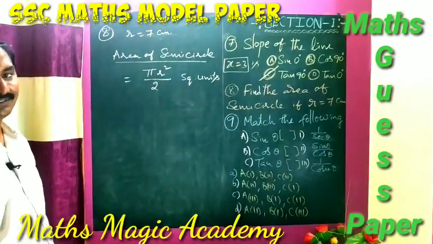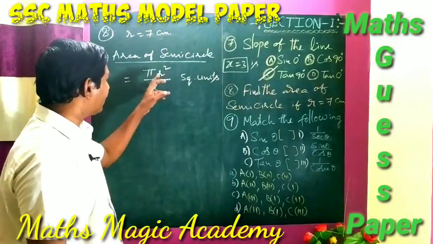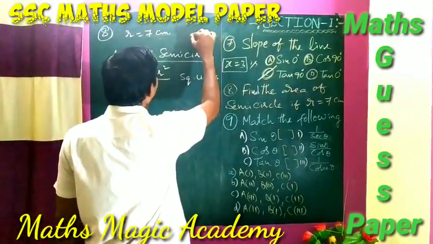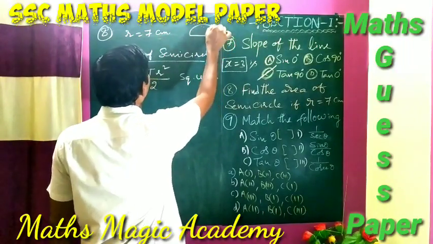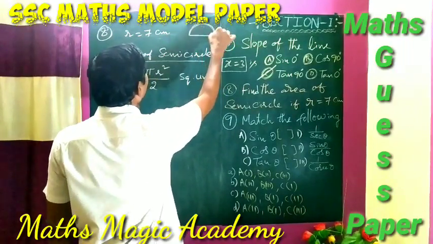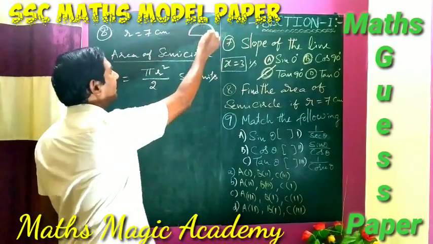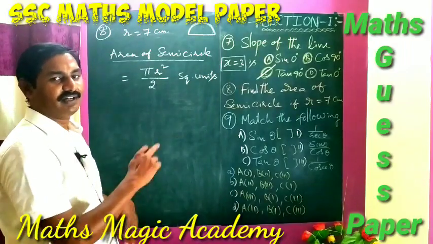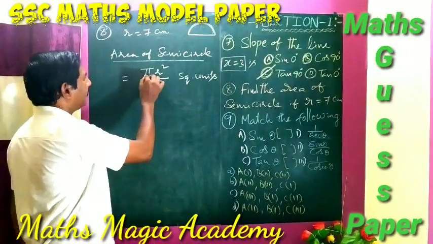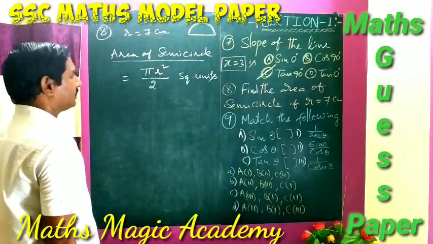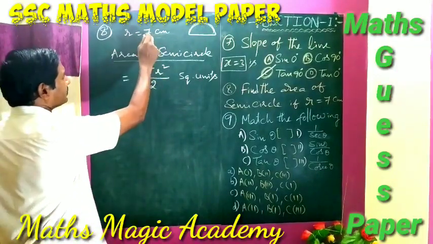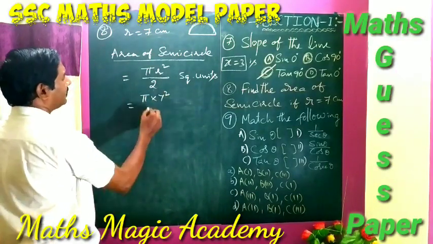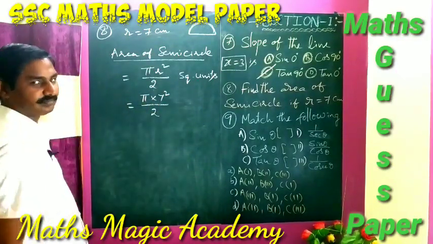Is it or not? Children, see, the area of a circle is pi r square. So the semicircle looks like this. Okay, the area of this semicircle is what? Exactly half of the complete circle. That's why we can write pi r square by 2 square units. Now what is r here? R is nothing but 7. So we can write pi into 7 square by 2.